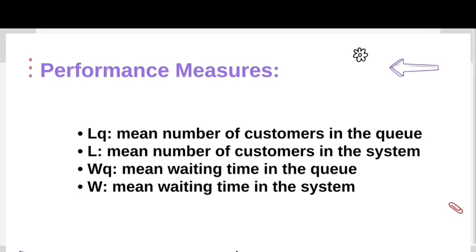In the output, LQ is the average number of customers in the waiting line for service, L is the average number of customers in the system, while WQ is the average time a customer spends in the waiting line waiting for service, and W is the average time a customer spends in the system.